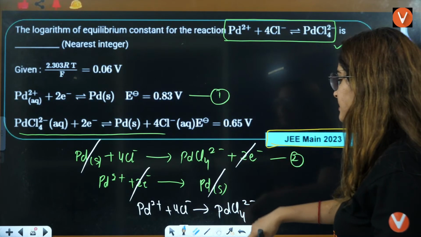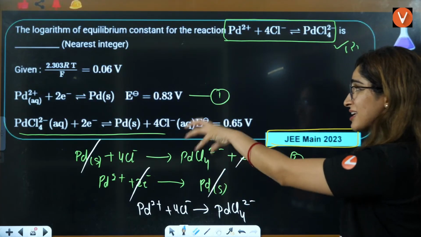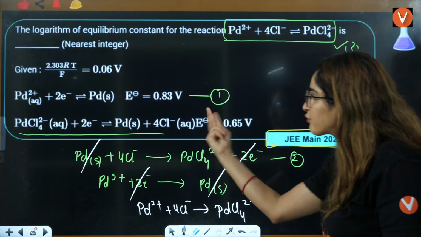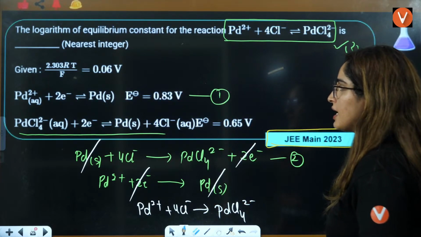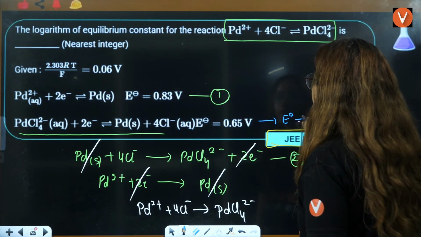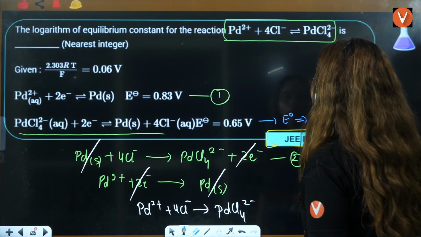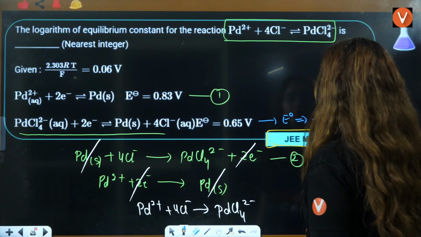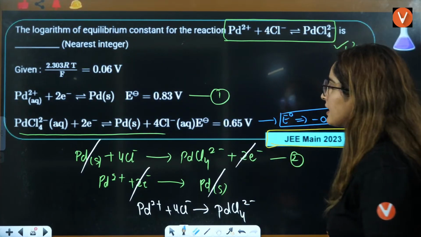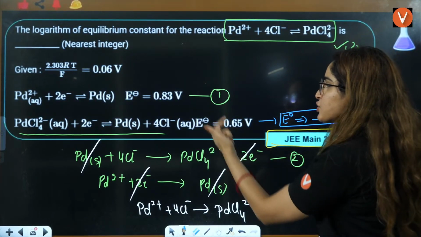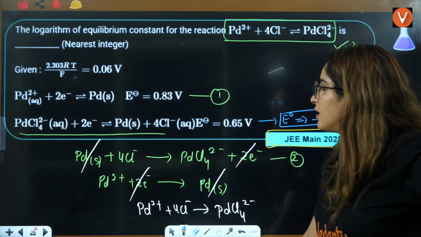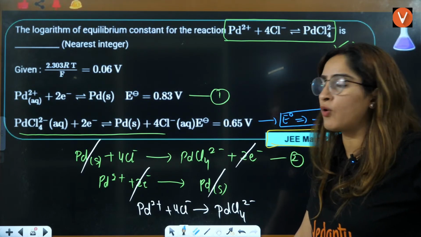Now, this and this is done. Are you able to see this kind of question they can ask you? Here, you have to reverse this reaction. If you reverse the reaction, E naught will also be reversed. That is minus 0.65 volt. So you are adding these two things here. Or you can solve it the other way around also.